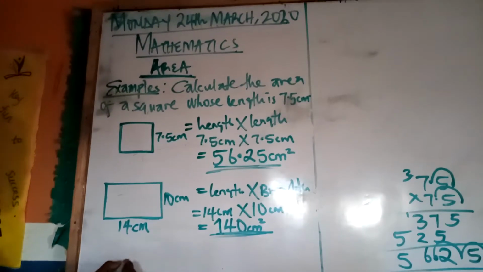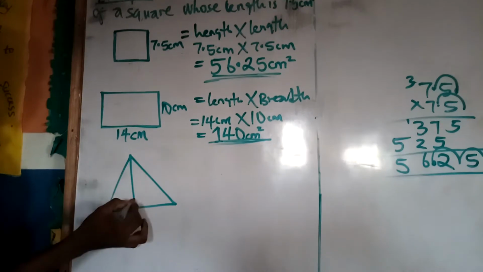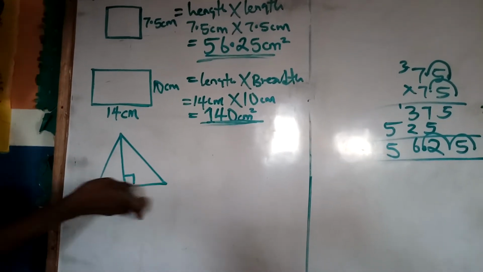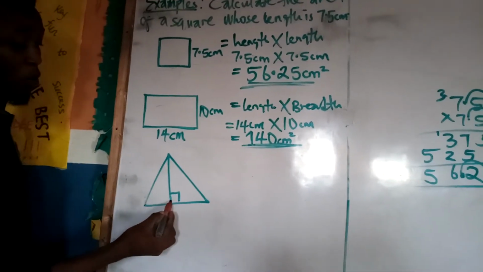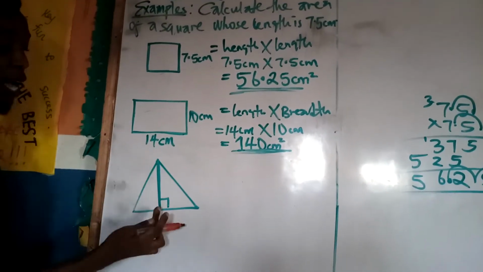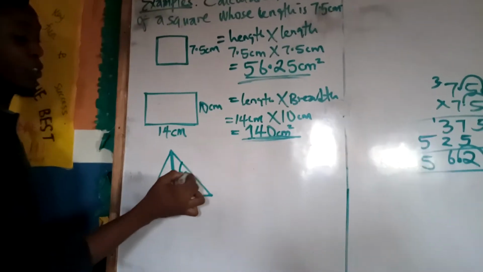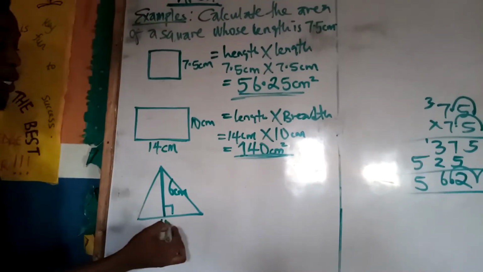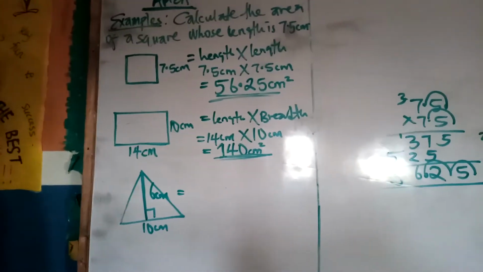Now let's calculate the area of a triangle. This is a triangle. That's what you call the base. The base is the bottom of the shape. And it has what we call a height. The height is how tall the shape is. So if the height is measured 6 centimeters and the base is measured 10 centimeters, now let's calculate the area of this triangle.